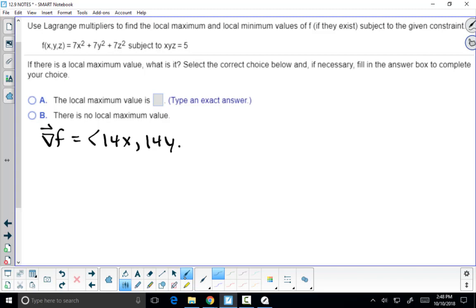So there's our gradient for the hypersurface. This surface is in 4-dimensional space because it's a function of 3 variables. And then our constraint is a surface, and our del g is going to be, we're going to let g equal xyz. So we'll have yz, xz, and xy.